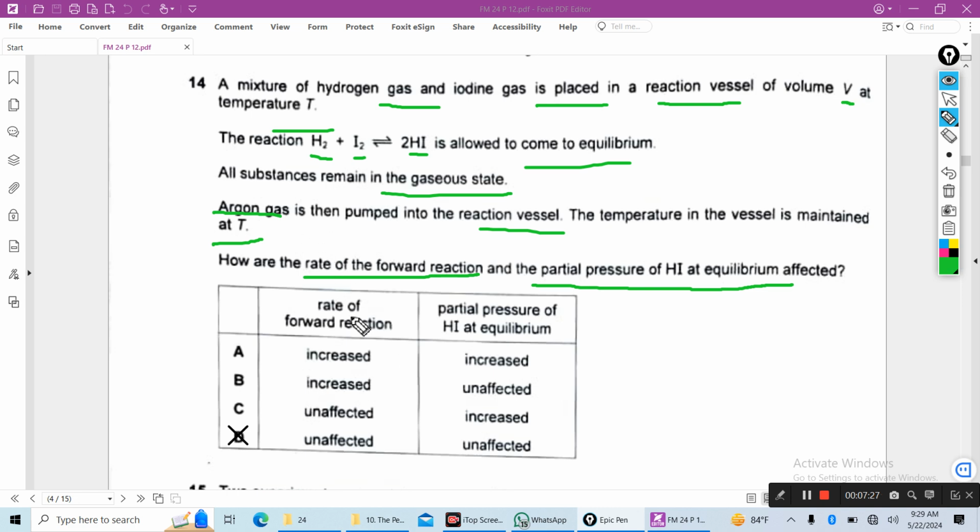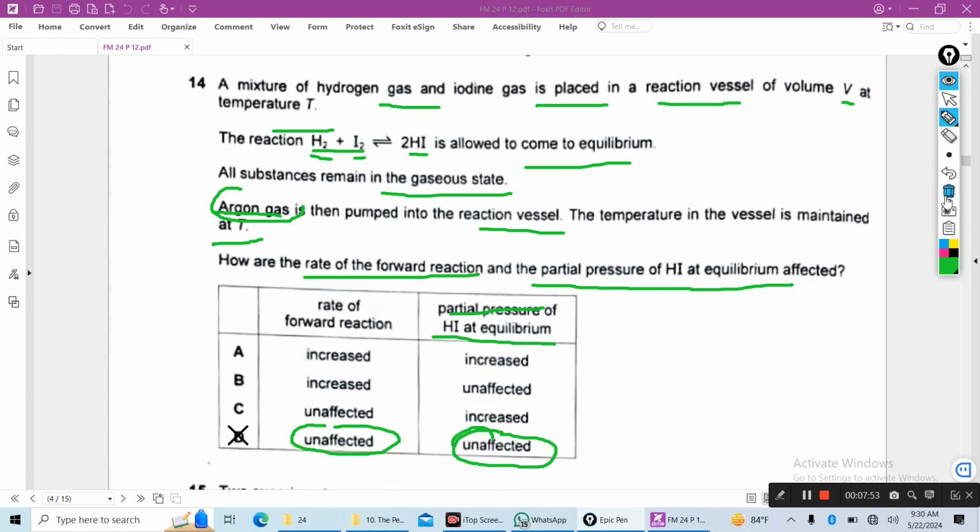So as you add a noble gas, the concentration of hydrogen and iodine remains constant, so the rate of the forward reaction will be unaffected. Also the concentration remains the same, so the partial pressure of hydrogen iodide at equilibrium will be unaffected.